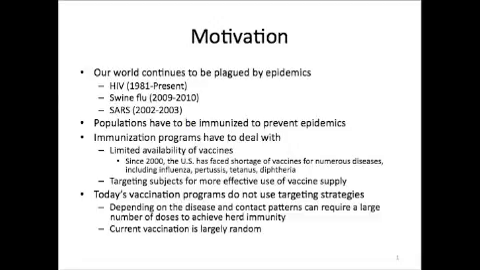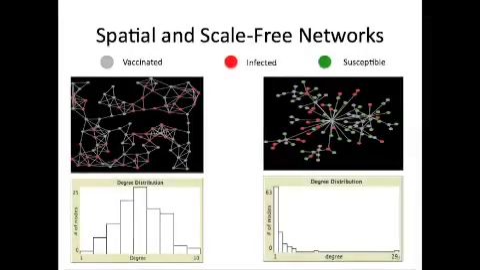I believe that if public health officials use the correct targeting strategies, or ways to identify and vaccinate certain individuals in a population, the effectiveness of vaccination programs will skyrocket. I set out to research and experiment with different targeting strategies to figure out which ones public health officials should look into. To model populations, I use spatial networks, as seen on the left, and scale-free networks, on the right.